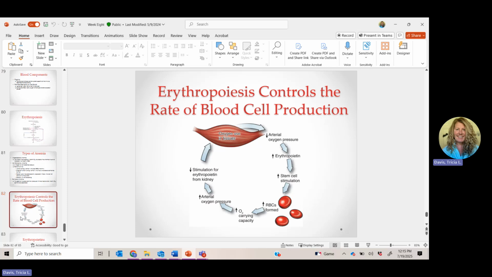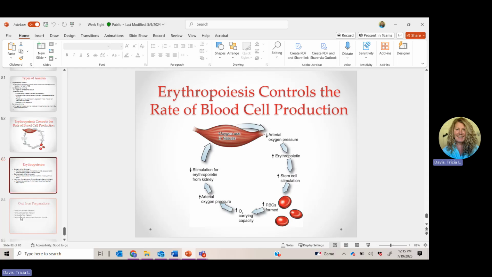Those red blood cells are then going to be formed. We know if we have more red blood cells, they can carry more oxygen. If we have more oxygen, we're going to increase the oxygen in our body. And then the kidneys are going to say, oh, okay, we have enough oxygen now. We can stop secreting erythropoietin because we have fixed the system. So this is that compensatory mechanism in the body.